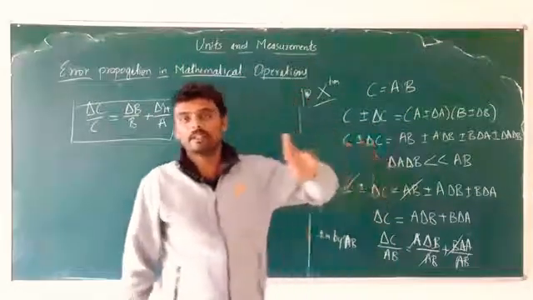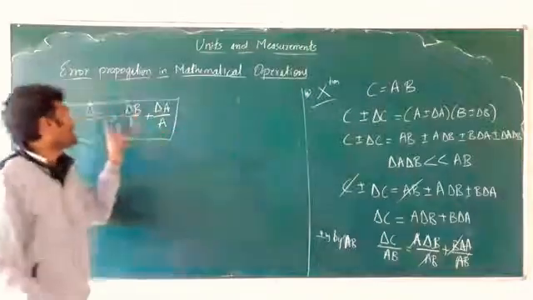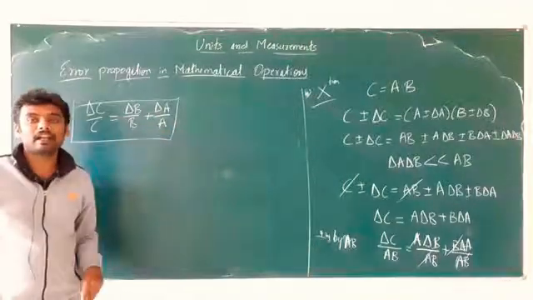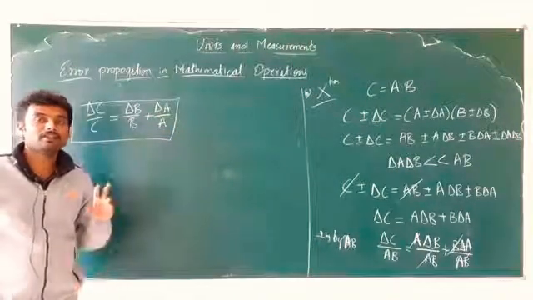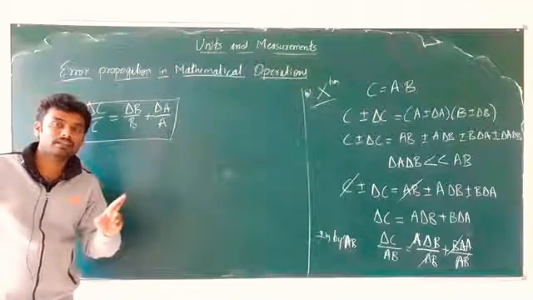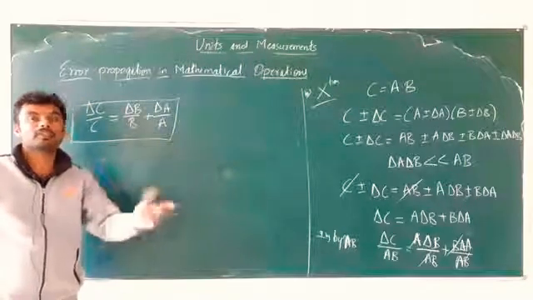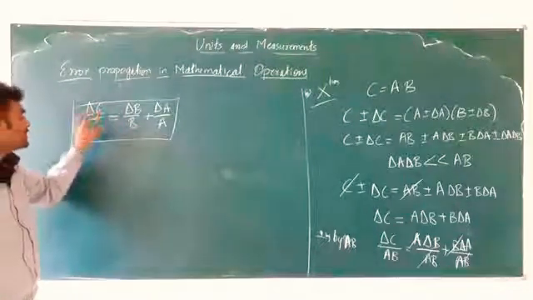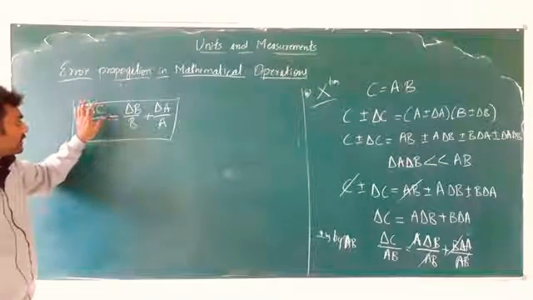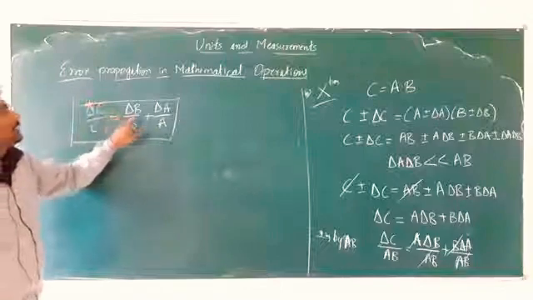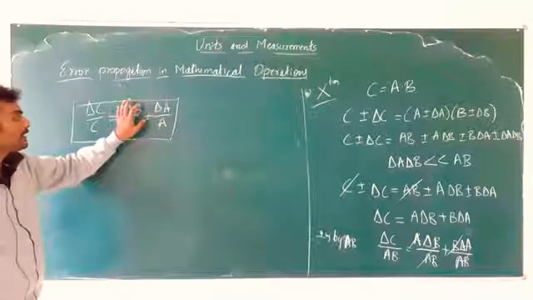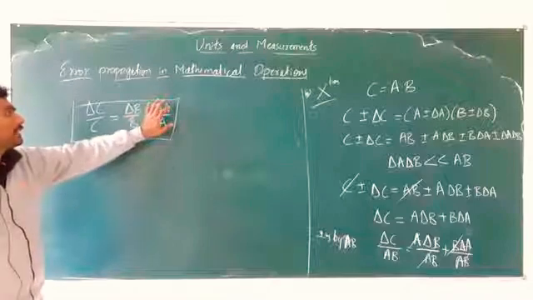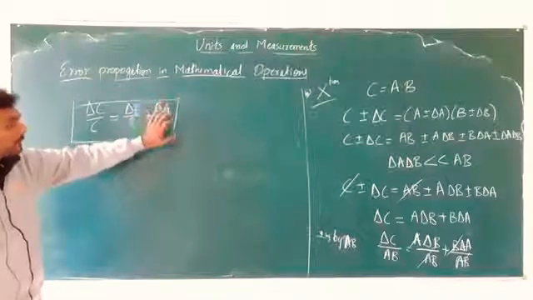Clear? So when we are multiplying, it's the relative error which will get added. When it is addition and subtraction, it's the absolute error which will get added. Look at this, what are these? Delta C by C is the relative error in quantity C. Delta B by B, relative error in quantity B. Delta A by A, relative error in quantity A.